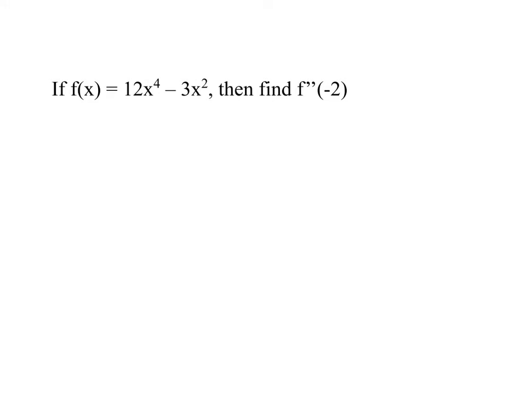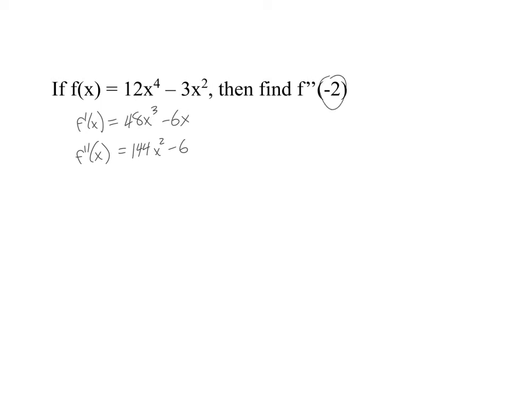So let's do another one where we actually try to plug in a value. So here's our original equation. Our first derivative would be, using power rule, we'd have 48x cubed minus 6x. Do our second derivative, and we would get 144x squared minus 6.